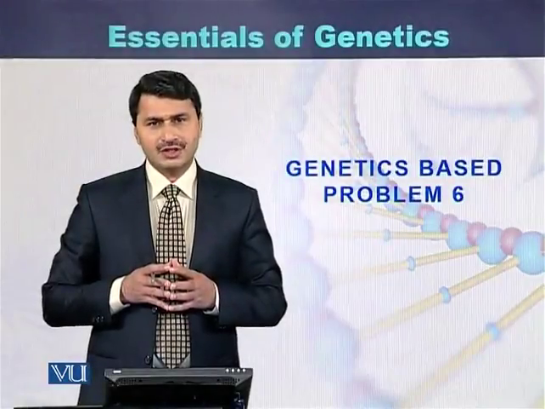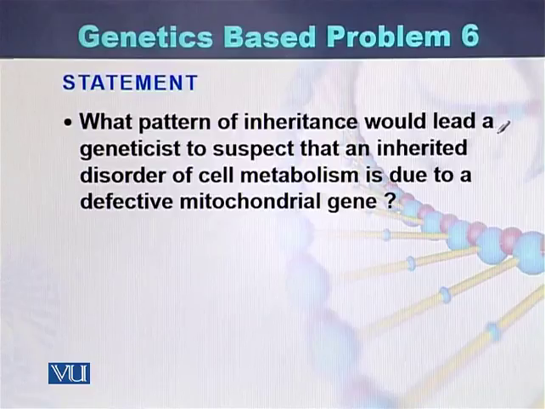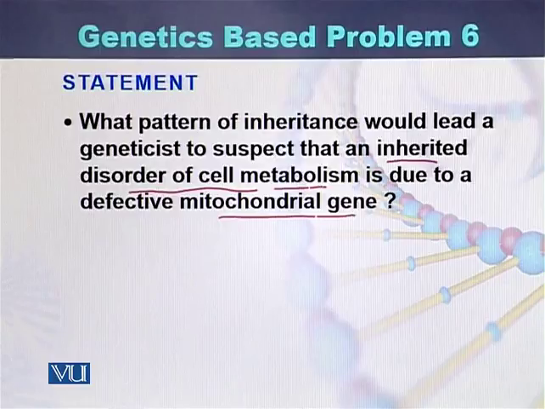Genetics-based problem 6. In this problem, we have to identify what the pattern of inheritance would be if we suspect that an inherited disorder of cell metabolism is due to a defective mitochondrial gene. So there is a disease, and that disease is due to a mutation in the mitochondrial gene, and we have to identify the pattern of inheritance.